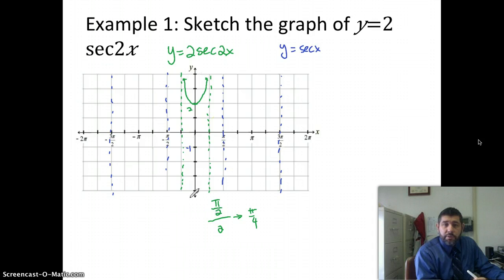Now the distance between these is pi over 2 units because our period, the distance between these, is going to be pi divided by b, which is 2. So my next one's going to be here at 3 pi over 2. Then my next one's here. I'm sorry, that was 3 pi over 4.